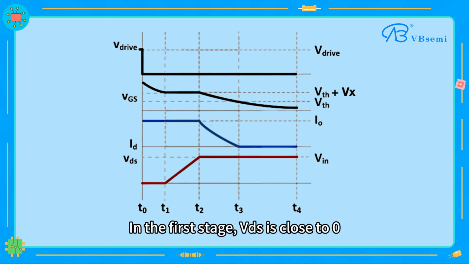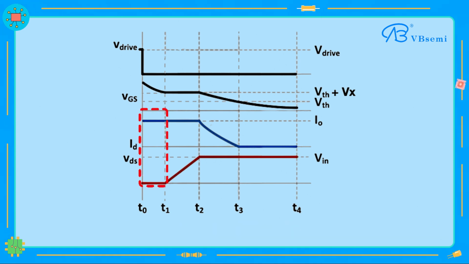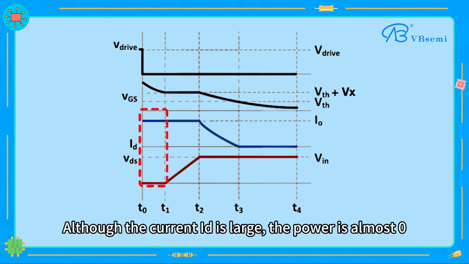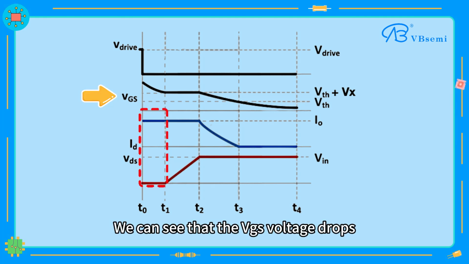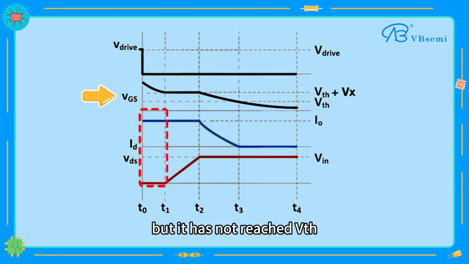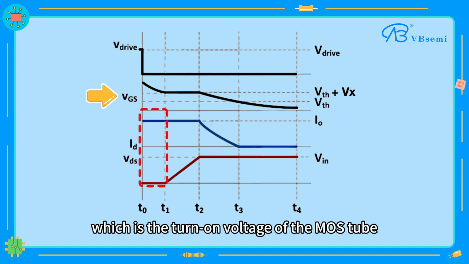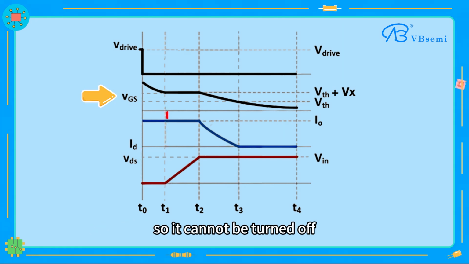In the first stage, VDS is close to 0. Although the current ID is large, the power is almost 0. We can see that the VGS voltage drops, but it has not reached VTH, which is the turn-on voltage of the MOS tube, so it cannot be turned off.